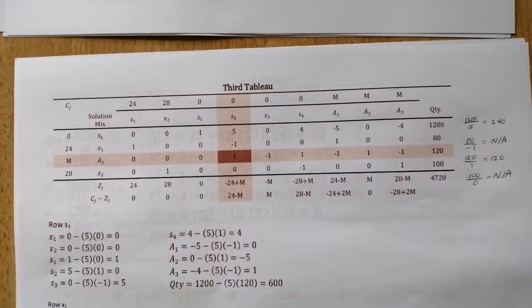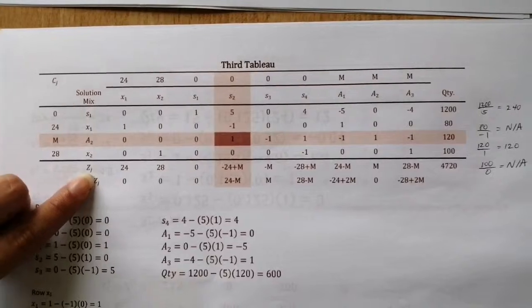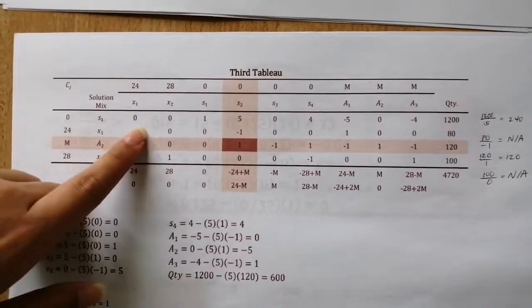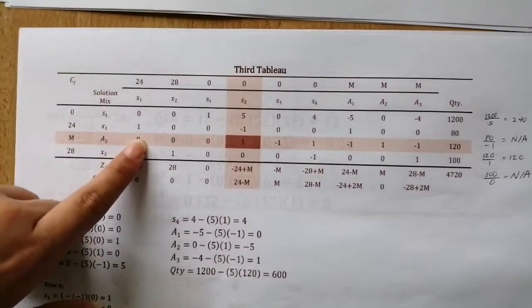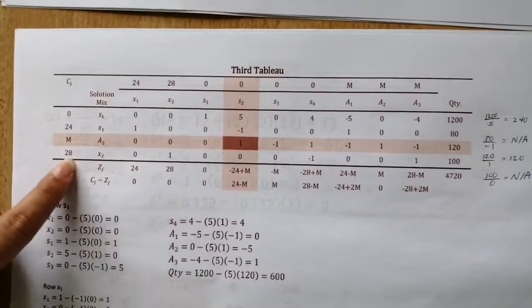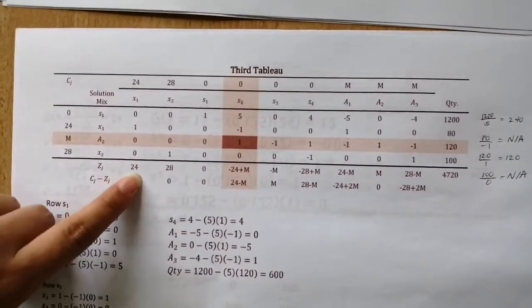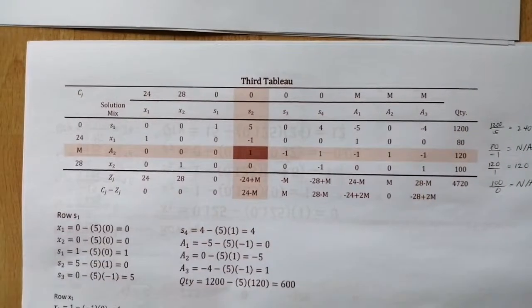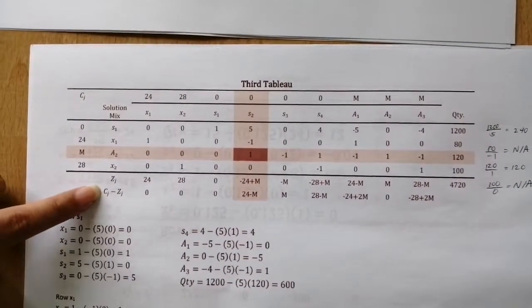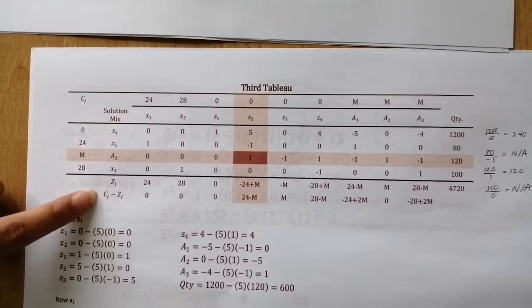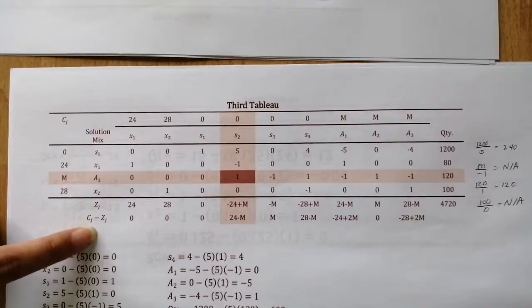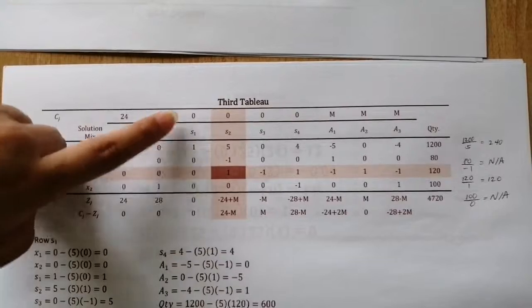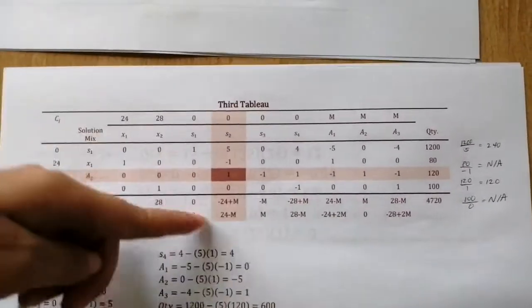As done in the previous tableaus, we should first determine our Zj. So to do that, we multiply 0 by 0 plus 24 times 1, m times 0, 28 times 0, so we have a value of 24. And we do the same in the next rows. The next step we're going to do is to find the Cj minus Zj. So Cj minus Zj, and so on and so forth.